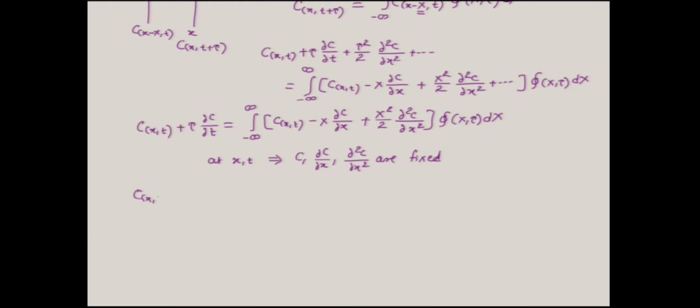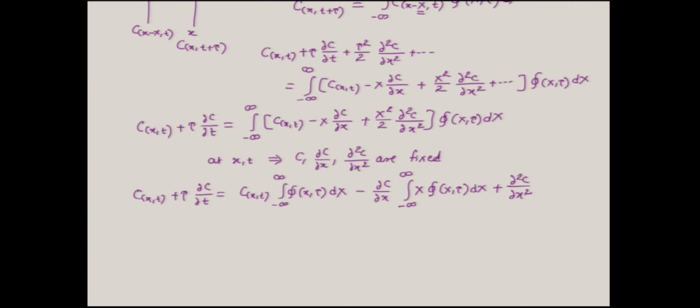we can write C at x and t plus tau, times dou C by dou t, equal to C of x t integral minus infinity to infinity phi of X tau dX, minus dou C by dou x integral minus infinity to plus infinity X times phi of X tau dX, plus dou 2C by dou x2 integral X square by 2 phi of X tau dX.